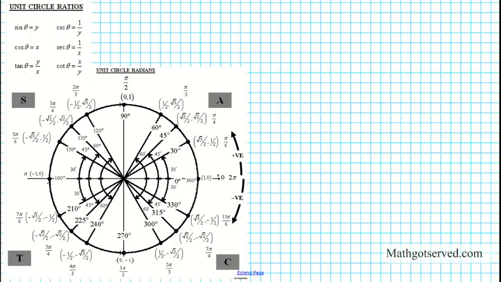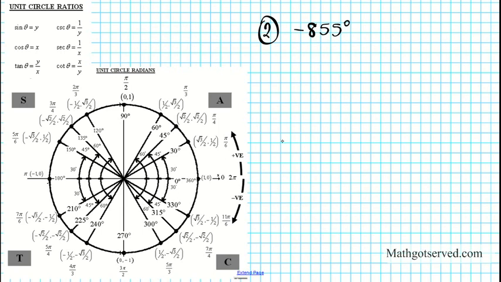All right, let's take a look at question number 2. For question number 2, we're going to be finding all 6 trig ratios of negative 855 degrees. Alright, let's see, where is 855 degrees on a unit circle? We can clearly see that there isn't any negative 855 here.